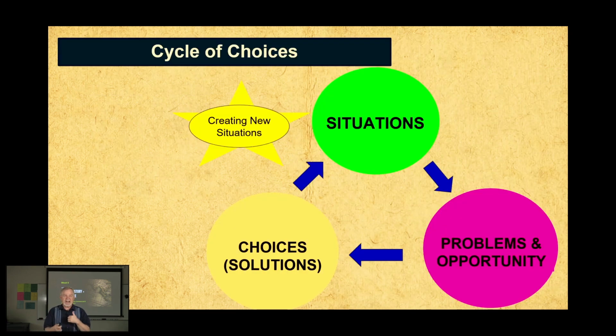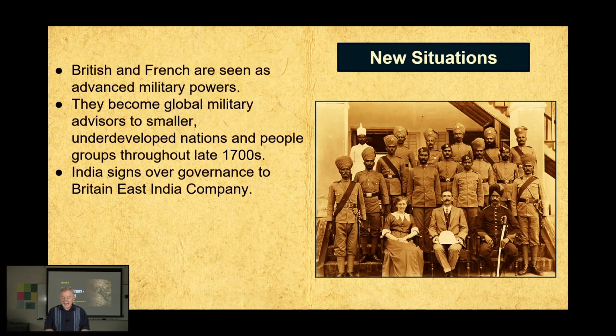This brings up and creates new situations. The British have come in, they've taken over. That was their choice, their solution to their problem of gaining access to these commercial endeavors out of India. They now have them, but now we have some problems that have popped up, new situations. How do they maintain it? How do they control it? How do they maintain peace? Things like that. So the British and the French are seen again as advanced military powers.